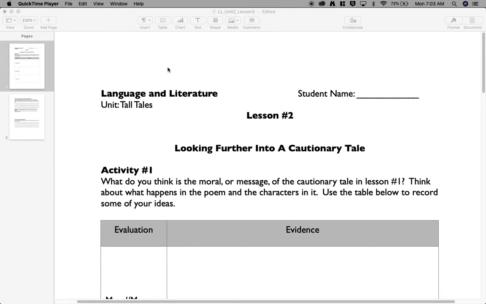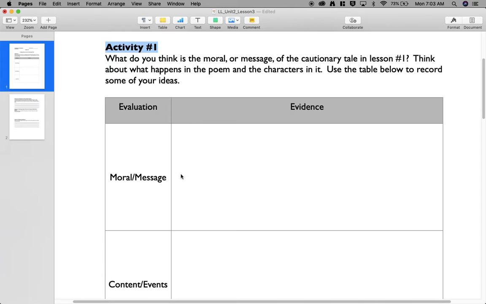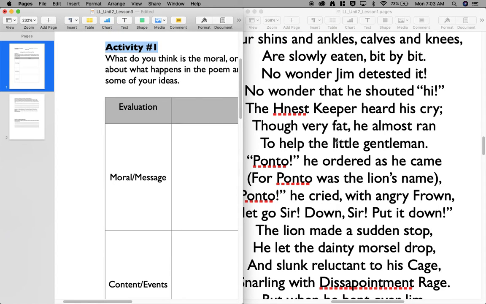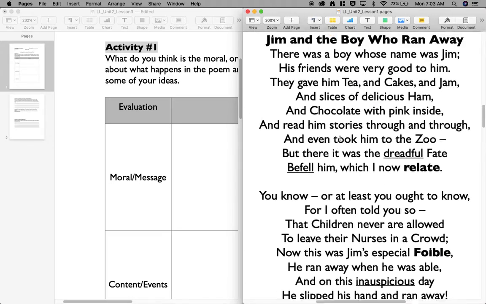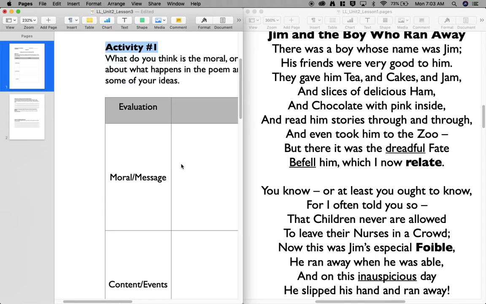Right, we are now on lesson 2. Don't bother filling in your student name because I know who you are. You're submitting it online. And we're looking further into the cautionary tale. Activity 1. At any point, feel free to press pause while you start filling these out. But my recommendation is to have lesson 1 handy right by you because you're going to be referring to it during lesson 2. Okay?